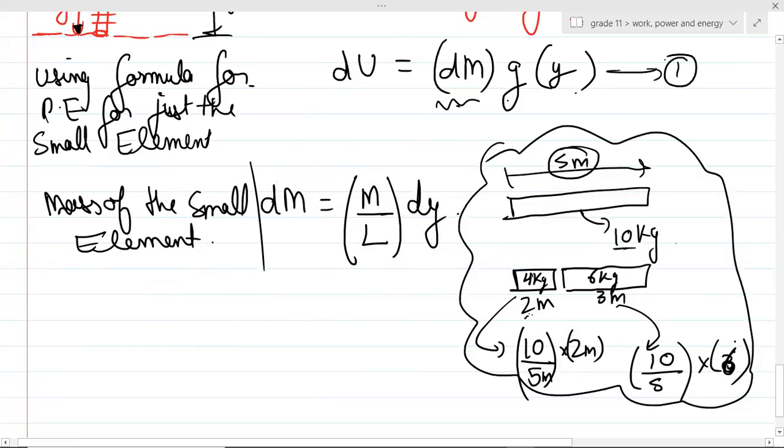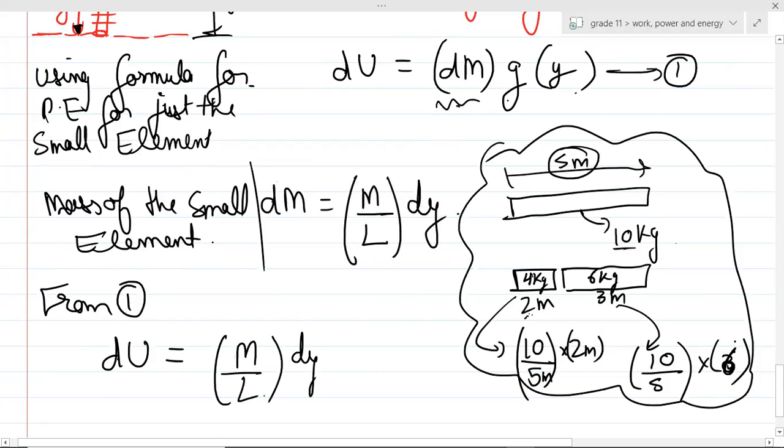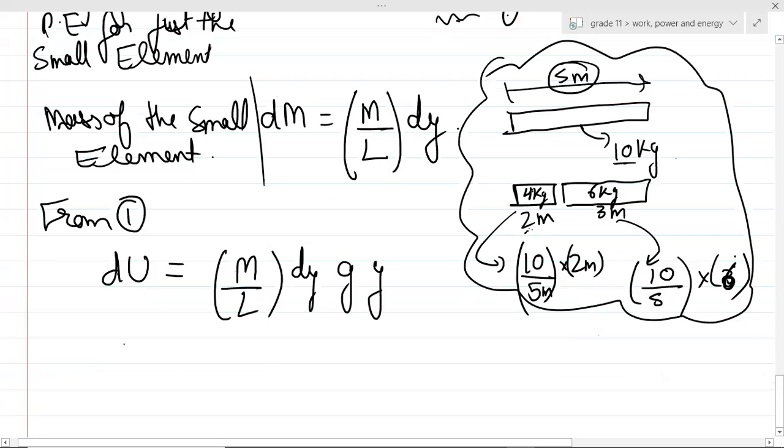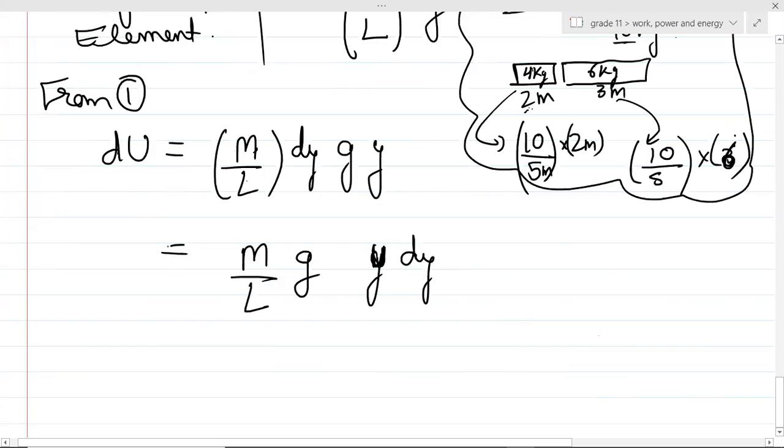So now from equation 1, dU is equal to M by L into g into dy. This was your M by L, this was your g, and this was your y. Can you see M, L and g are constant, so they will always be written together, whereas y and dy are variable. For different small elements, this y and dy will be different, right? So I have written them together.